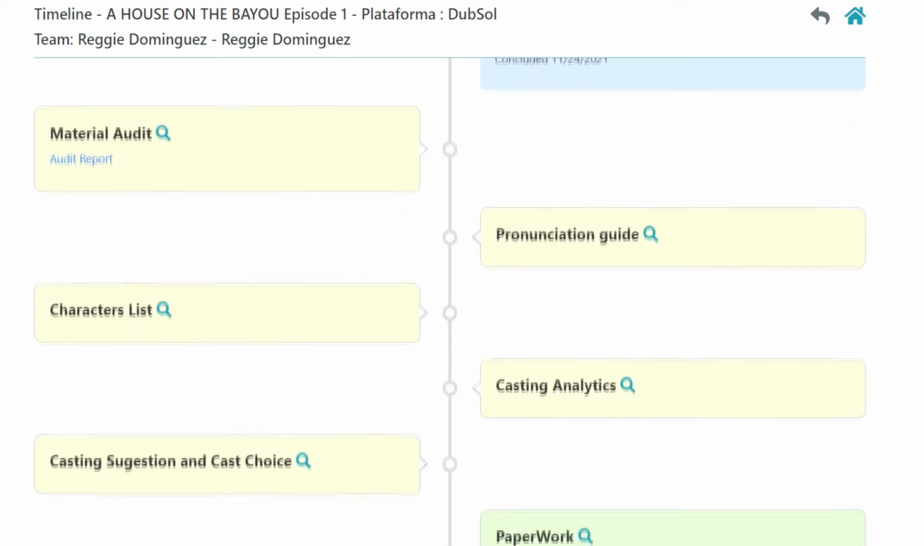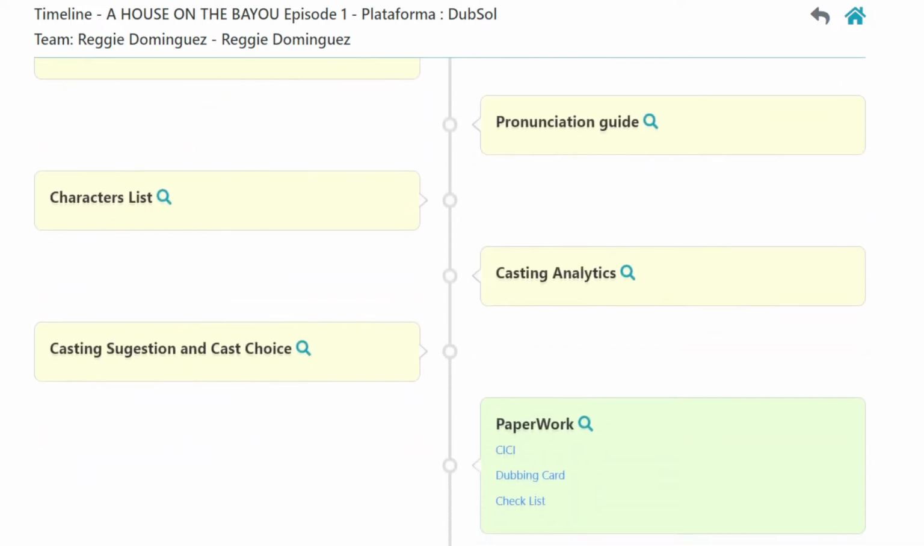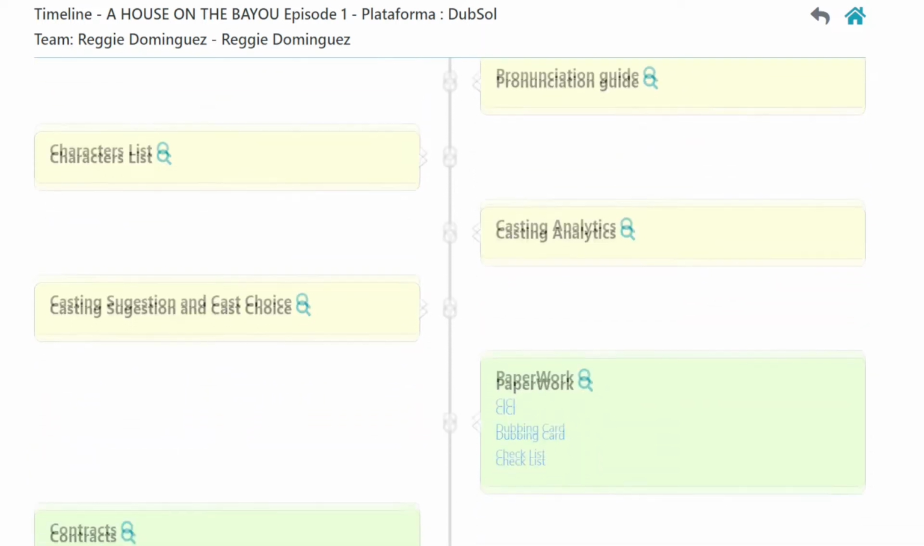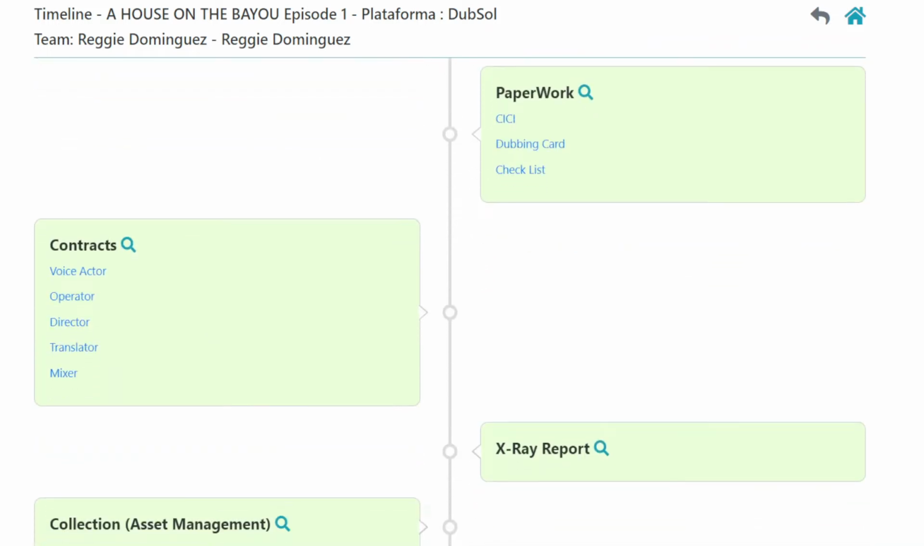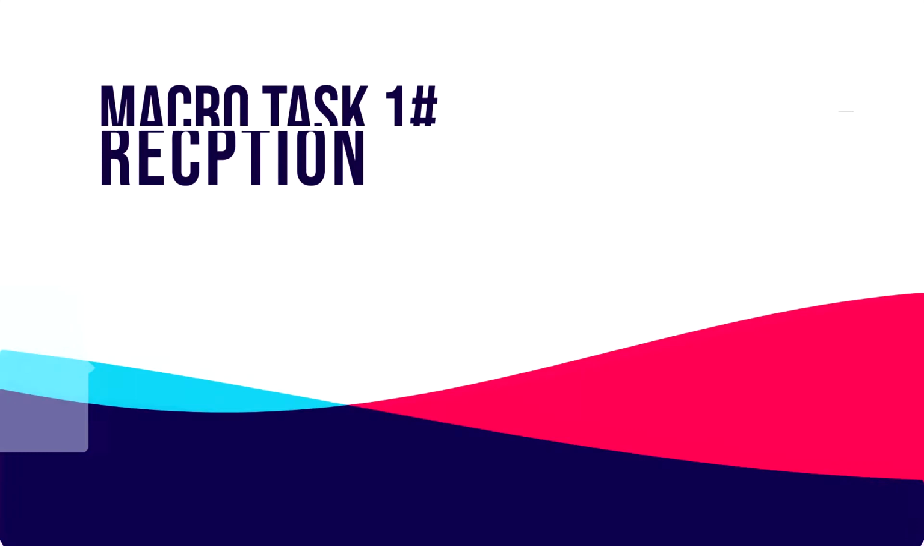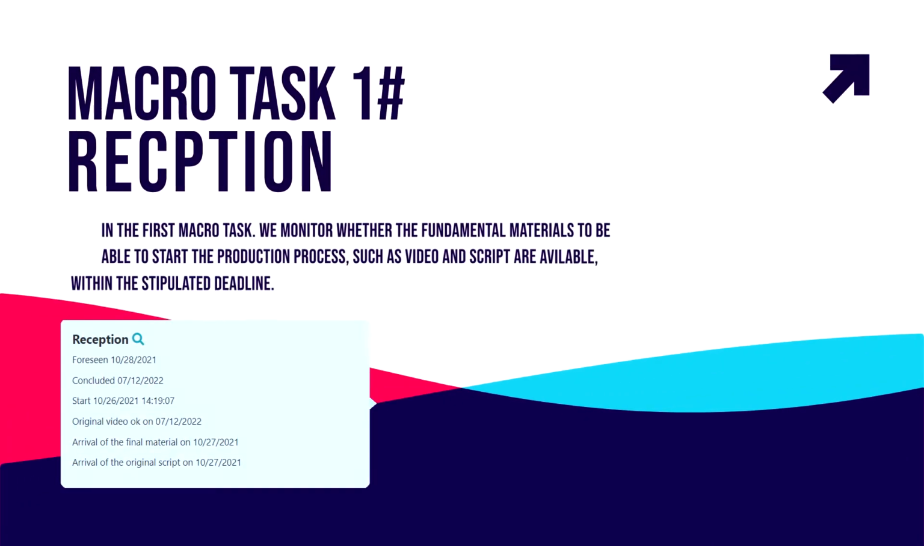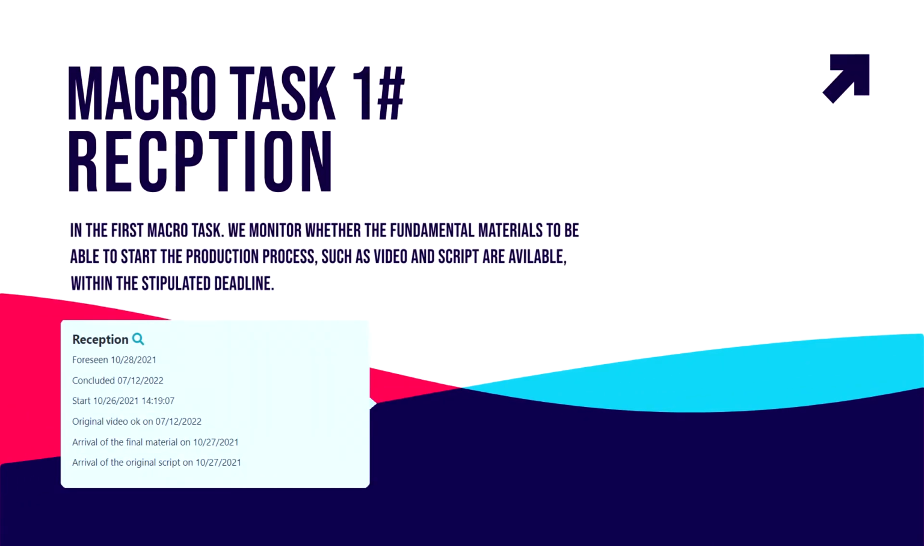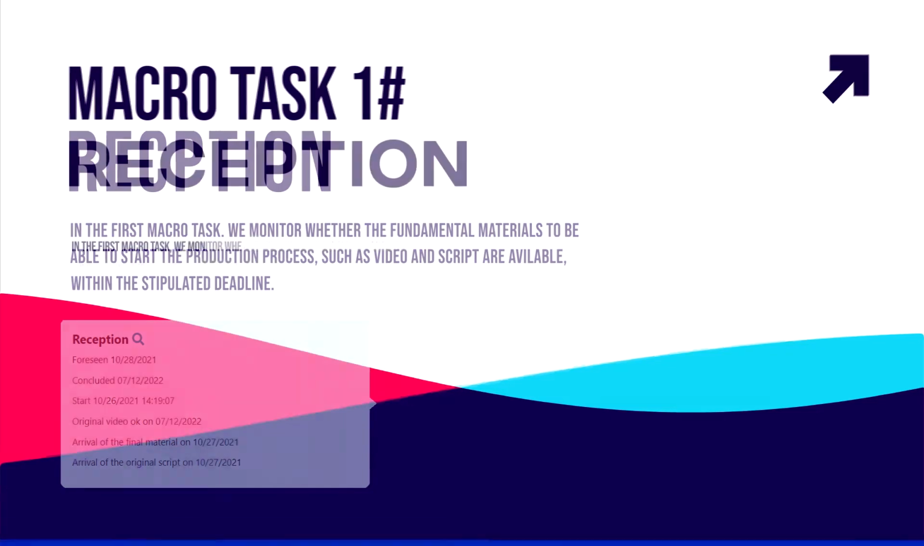Following these 6 macro tasks are complementary tasks: materials audit, pronunciation guide, character list, cast analytics, casting suggestions, and casting choice. Then comes paperwork, with contract inventories and dubbing cards, followed by contracts, which are rights contracts and other deliverables. The first macro task, reception, allows us to see if the video and script and any other basic materials needed to begin the production process are available and verified within the specified deadline.